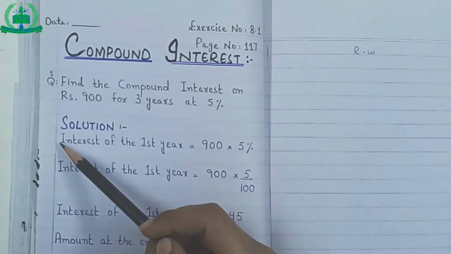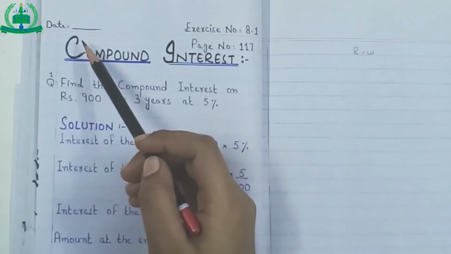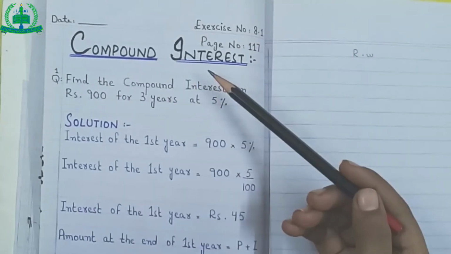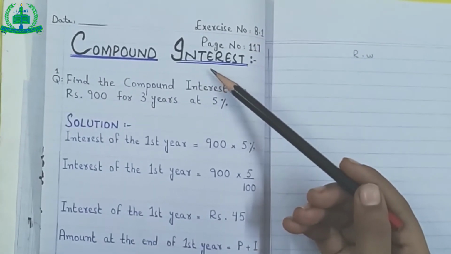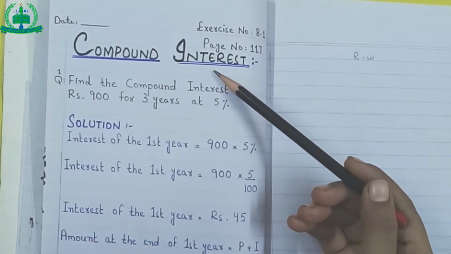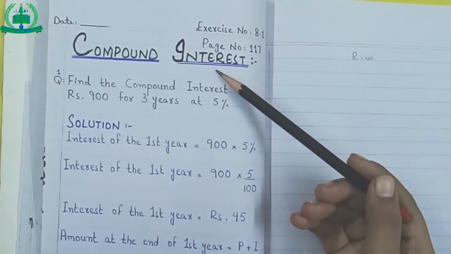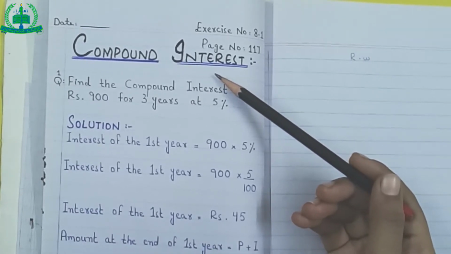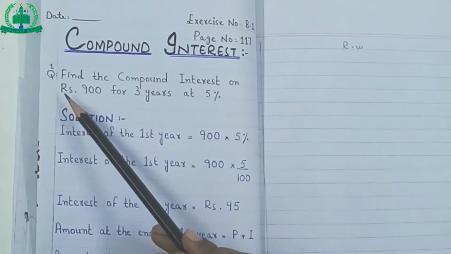Now open your maths copy, draw margin line, mention date, size number, page number. Give heading compound interest. Students, what is compound interest? Interest is the extra money paid by institutions like banks or post offices on money deposited with them. Interest is also paid by people when they borrow money.